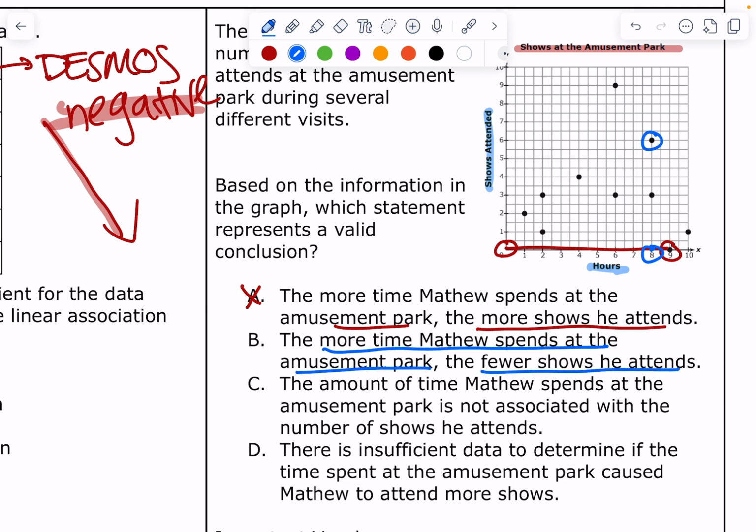He spent 8 hours at the amusement park and he attended 6 shows. That should be a lower number. It should be like down here. This one doesn't make sense. C, the amount of time Matthew spends at the amusement park is not associated with the number of shows.